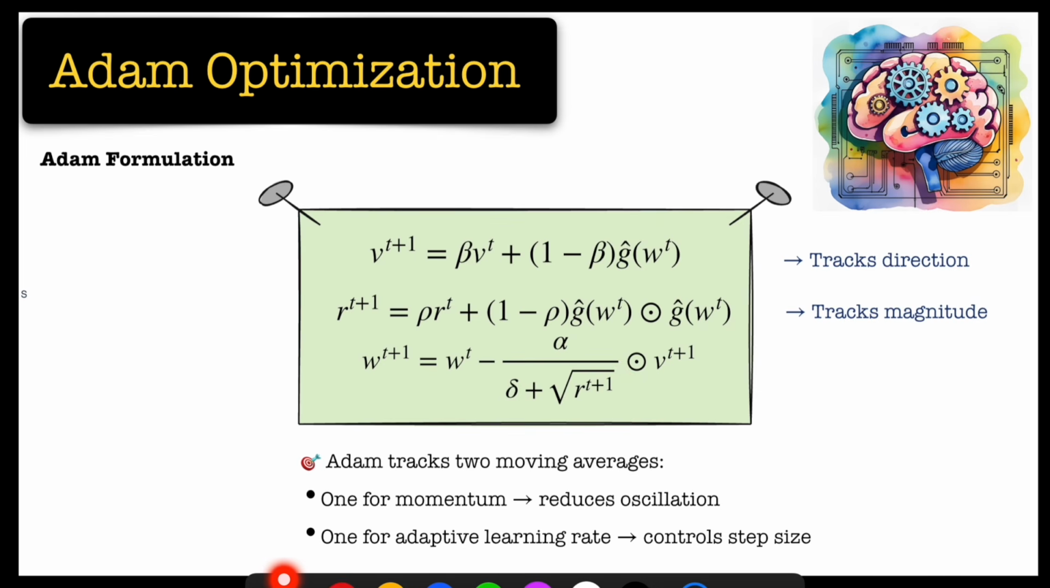In plain RMSProp, we had the gradient here, right? So instead of that, we are using Vt plus 1 from the momentum. So this is the change. This is how it is combining momentum and RMSProp. So Adam tracks two moving averages, one for momentum and one for adaptive learning rate. The one from momentum reduces oscillation and focuses on direction, right? And the one for adaptive learning rate controls the step size.